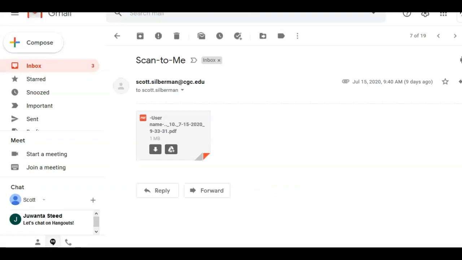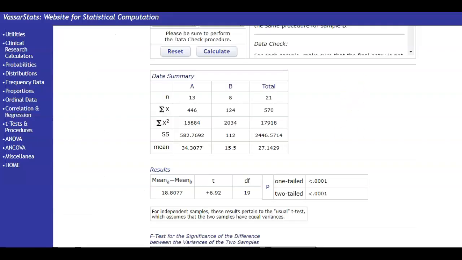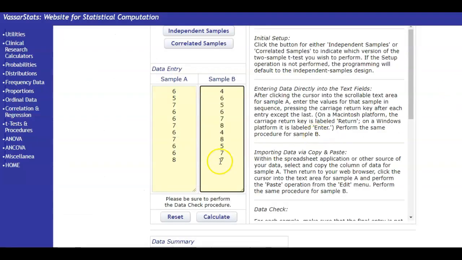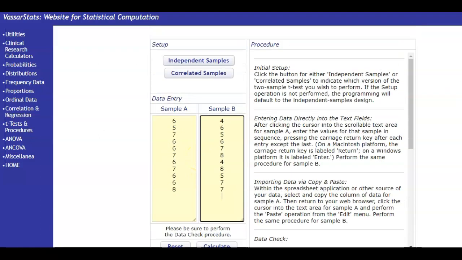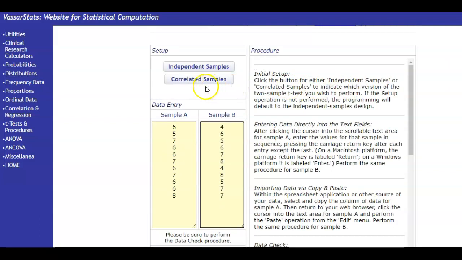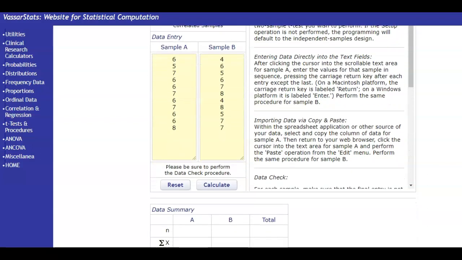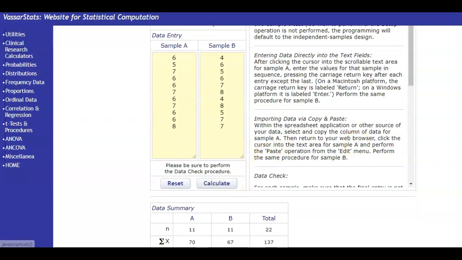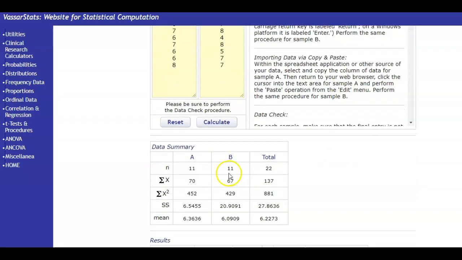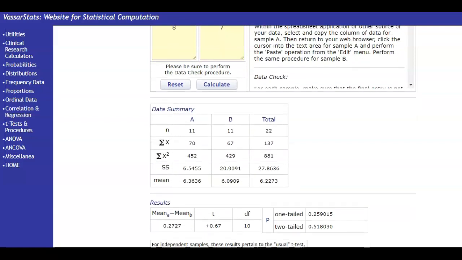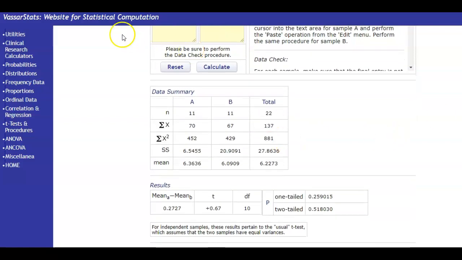Well, let's go to VassarStats and take a look. Here's the data. Notice the columns do have to add up because it's a before and after study. What am I going to click here? Dependent t-test is correlated samples. So make sure you click that first and then calculate. Good, 11 and 11, it's the same people before and after. That's necessary. That makes sense. Oh my goodness, look at this.